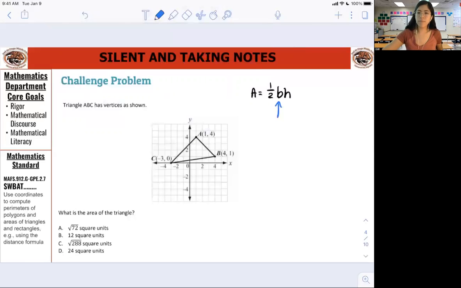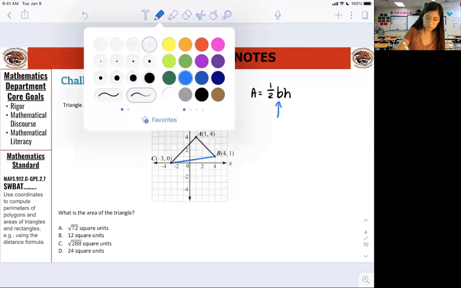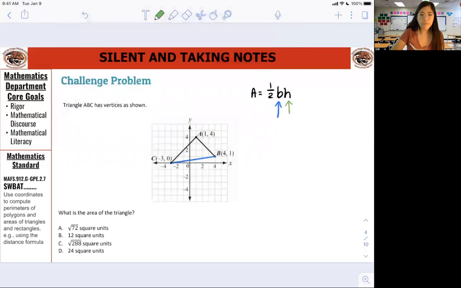So when you have a triangle, the first thing we want to do is figure out which side is going to be the base. It doesn't matter. It could be any of them. So if we want this to be the base, the next thing would be to figure out the height. Now the height, remember, has to form what type of angle with the base? 90 degrees. It has to be a right angle.